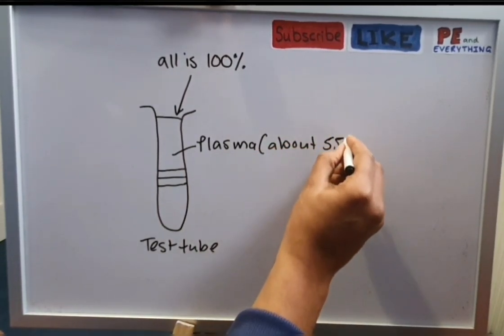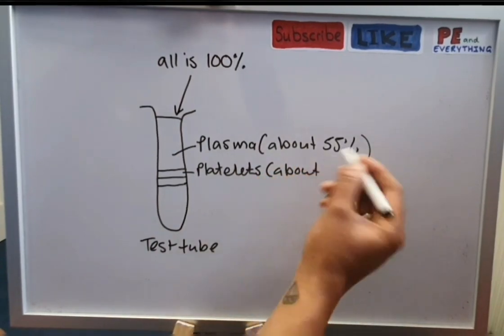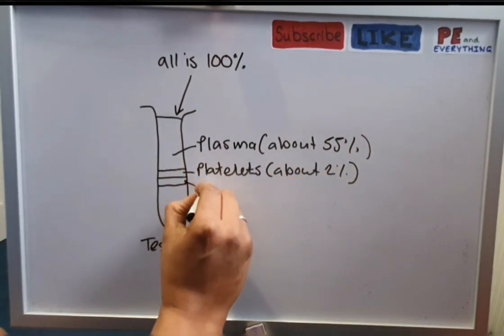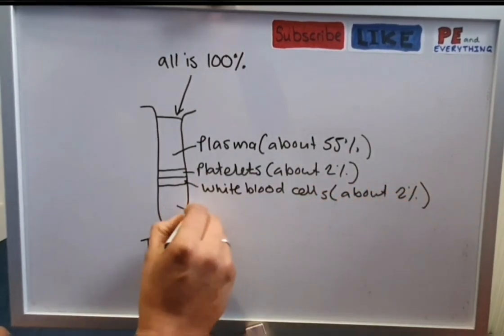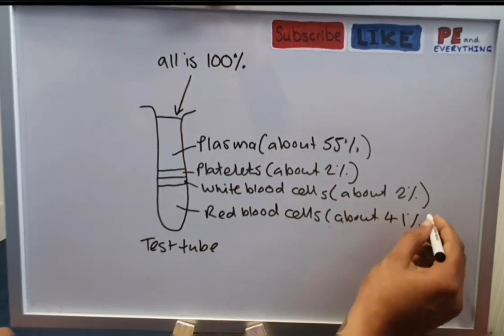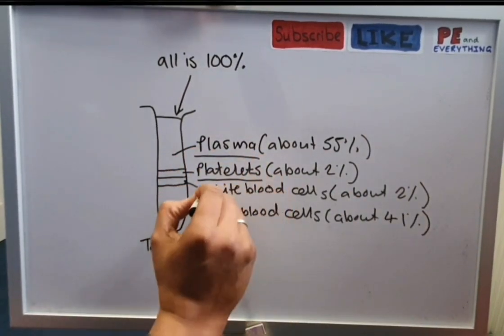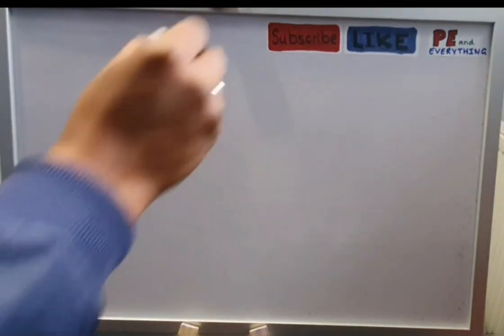So the first one, the majority, plasma, about 55%. Platelets, about 2%. White blood cells, about 2%. And doing the math, red blood cells, about 41%. Platelets, plasma, white blood cells, and red blood cells.